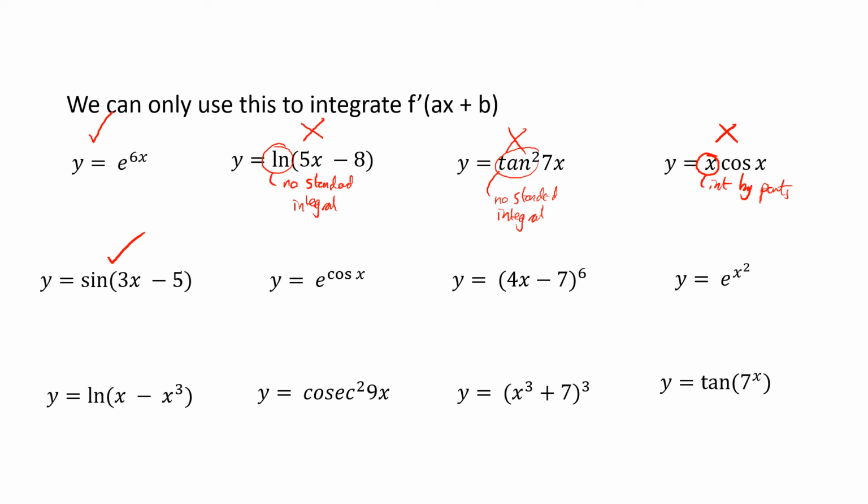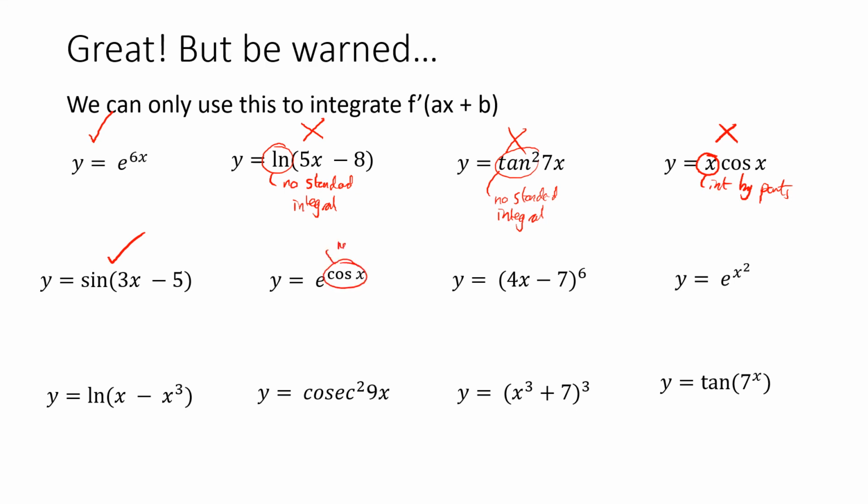What about the sixth? Well, we can integrate e to the x, but this is not ax plus b, so this is not something that we can integrate. What about the seventh one? Yep, we can integrate something to the power of 6, and we've got ax plus b inside. This is a no because of the x squared. This is a no because we don't have ax plus b inside. This one is a yes.